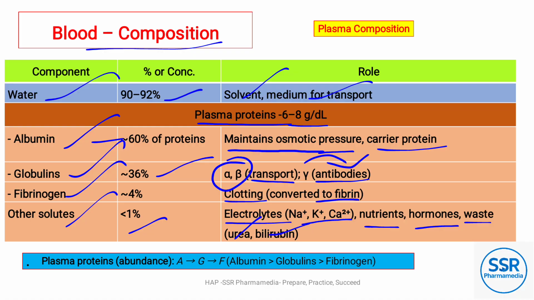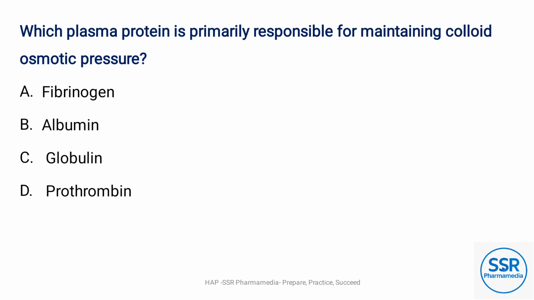Plasma proteins are present in the blood in abundance. In that ratio, the order is albumin, globulin, fibrinogen. Albumin is present in a higher amount than globulin, and globulin is present in a higher amount than fibrinogen. Move on to the question.